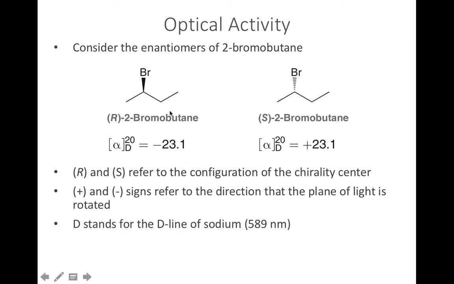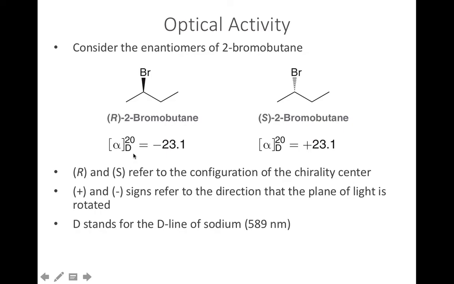And so if we have two enantiomers of 2-bromobutane, I have R-2-bromobutane on the left and S-2-bromobutane on the right. The specific rotation of R-2-bromobutane is negative 23.1, and of its enantiomer, S-2-bromobutane, it's positive 23.1. So the R and S that we've encountered before refer to the configuration of the chirality center. The positive and minus signs refer to the direction that the plane of light is rotated. As you can see, the two enantiomers rotate the light to equal amounts, but in opposite directions.